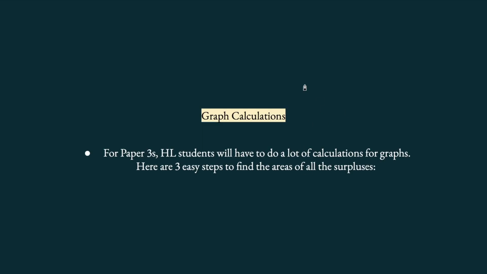All right, so now let's talk about calculations. For paper 3s, because this is a higher level extended unit topic, higher level students will have to do a lot of calculations for graphs, okay? As we go on, you're going to see what I'm talking about, but this is the first graph calculation we're going to approach. And in 3 easy steps, we can find the areas of all the surpluses, okay? So let's take a look.